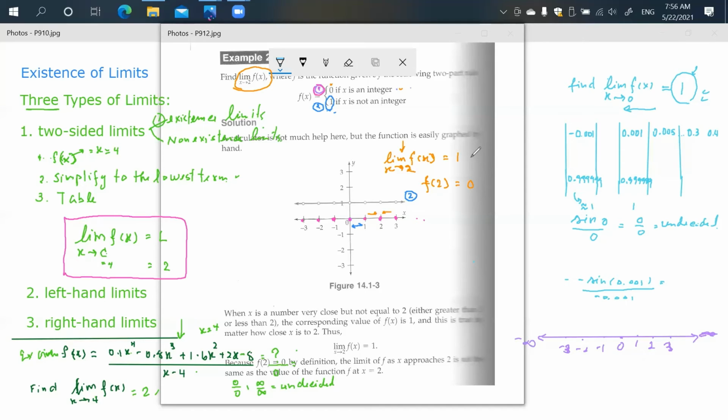So in this case, they are not equal. So this one is a discontinuous function, because you see there is a broken open dot in the graph.